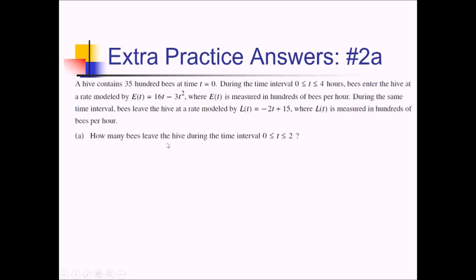The first task on this problem is to figure out how many bees leave the hive during the interval from 0 to 2. So we have the rate at which bees are leaving, that's this L of t function. So we need to integrate this L of t function on the interval from 0 to 2. So I have the integral from 0 to 2 of L of t. Now, because this is a no calculator question, I'm going to have to do this by hand and use the fundamental theorem of calculus. So let me take my antiderivative.